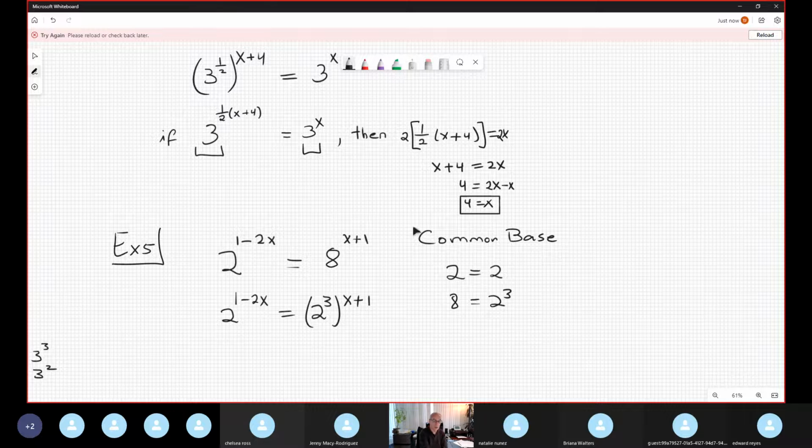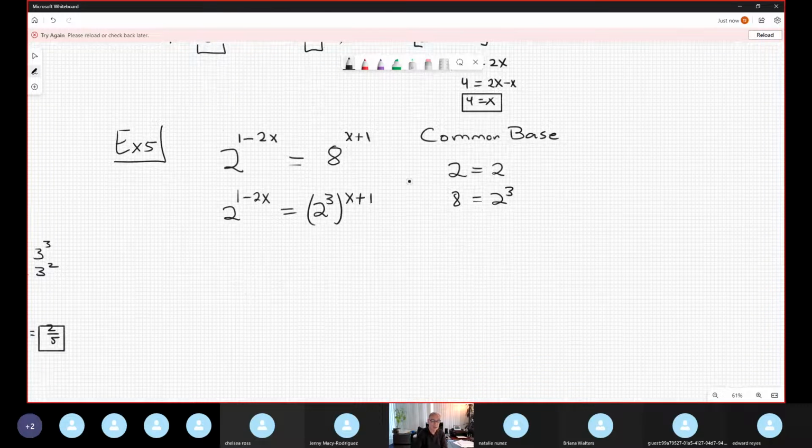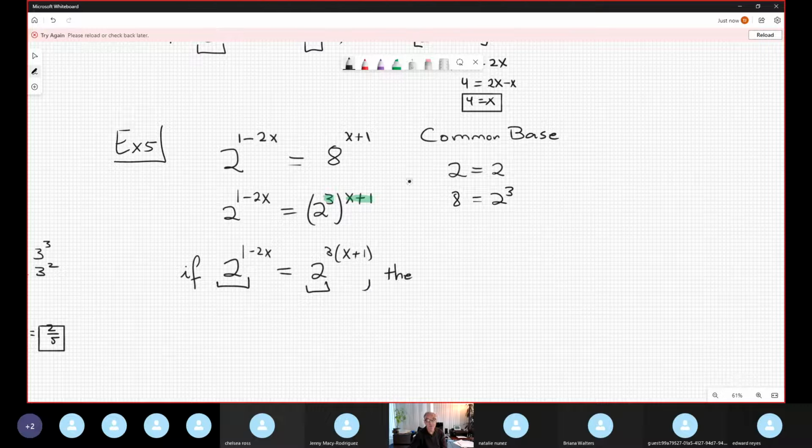Now one more time, the rule of the exponent, multiplication. 2 to the 1 minus 2x equals 2 to the 3 times x plus 1. Very important, this parenthesis, because 3 multiplies the whole thing. And to indicate this idea, you put the parenthesis. Now, again, we have exponentials with the same base, then the exponents are the same. So 1 minus 2x is equal to 3 times x plus 1.